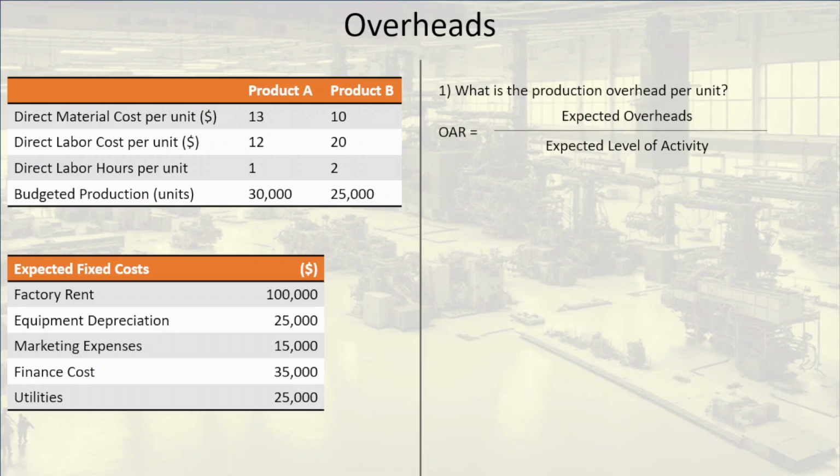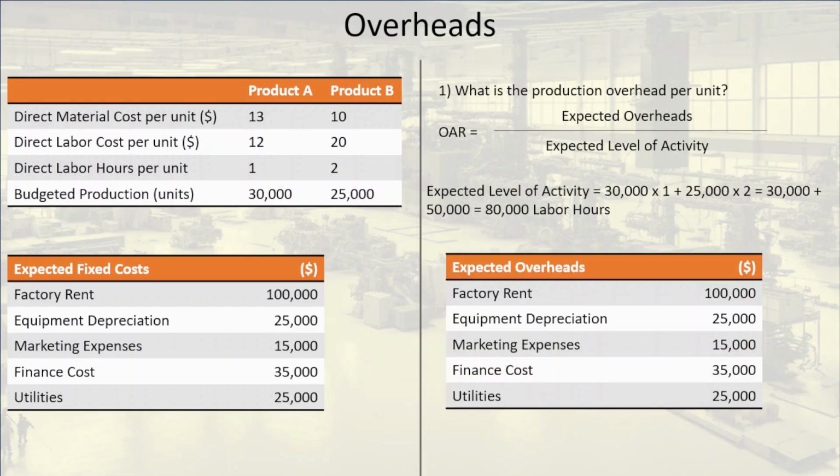In this case, as we have already discussed, we have to estimate first the overhead absorption rate, that is equal to the expected overheads divided by the expected level of activity. We will start by the expected level of activity that is equal to 30,000 times 1 labor hour for product A plus 25,000 times 2 labor hours for product B, and the sum is equal to 80,000 labor hours for both products. Here are the expected overheads, and their sum is equal to $200,000.